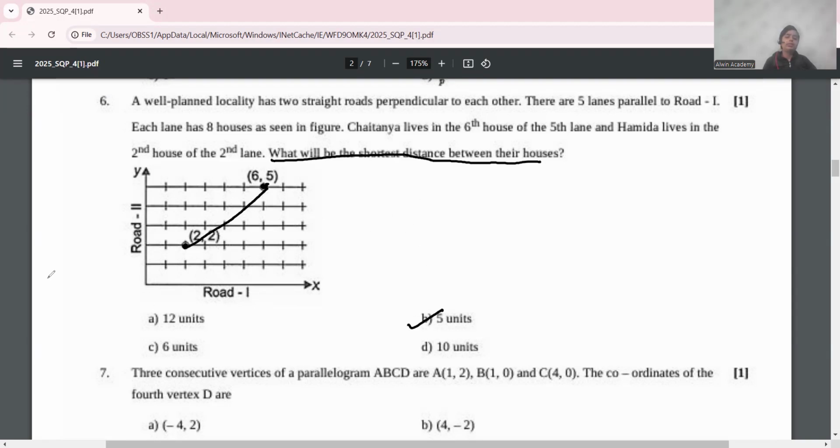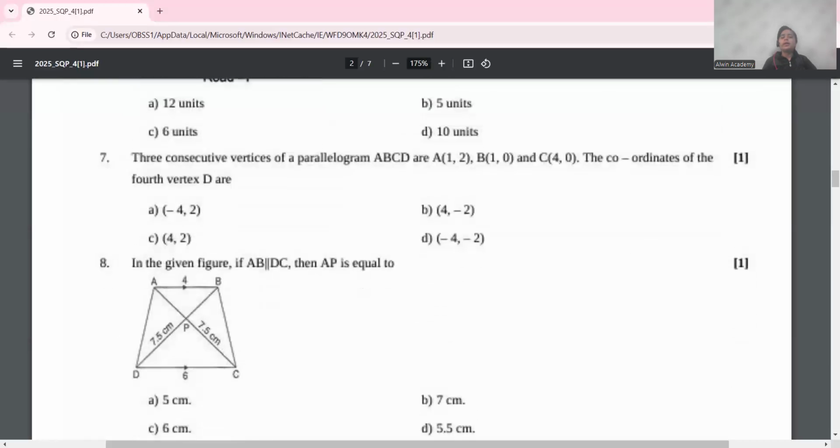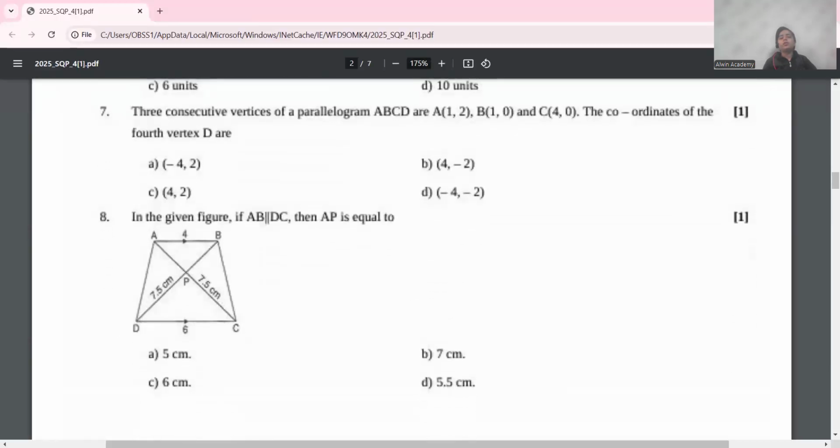Moving to the next question. Three consecutive vertices of a parallelogram are this, and this. The coordinates of the fourth vertex are. Now, since this is a parallelogram, I know that the midpoint of AC and the midpoint of BD would be essentially the same because the diagonals bisect each other. I have the coordinates of A and B, so I can find the midpoint, which would be 5 by 2 comma 1. And then using the midpoint formula again, I can find the coordinates of D since I am given the coordinates of point B. Solving it further, we get the answer as option C, 4 comma 2.